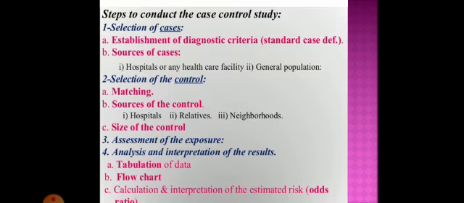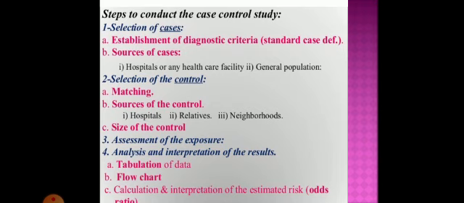So the steps to conduct the case control study: we are going to select cases, individuals with the disease, by establishing the diagnosis criteria, a standard case definition. For example, for anemia, there is a standard definition of the cases. Who are the cases you are going to take, according to the cutoff point, for example, in hemoglobin, and you are going to take the standard definition of the case in choosing the cases.